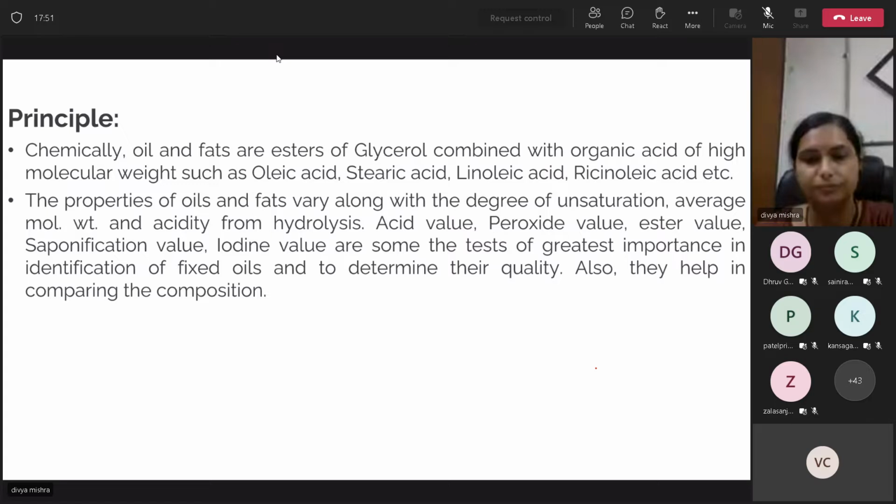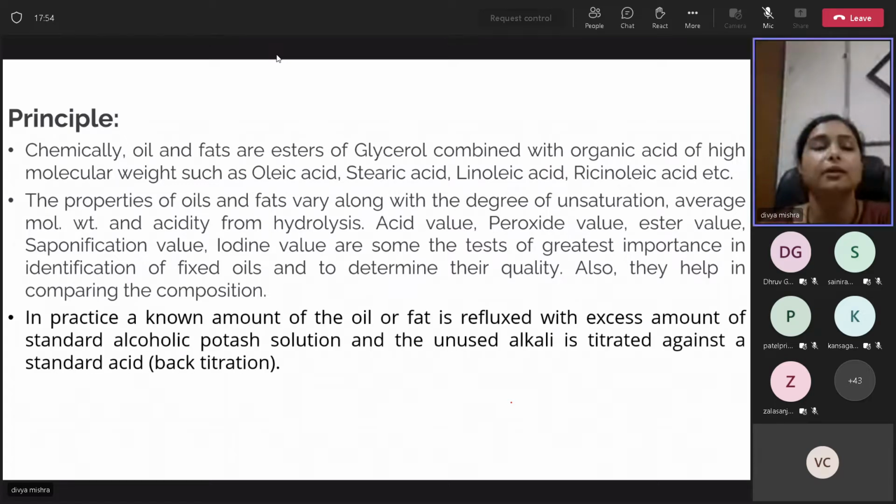तो ये प्रॉपर्टी हमारा प्रिंसिपल हो गया। अब हम यहाँ पर सपोनिफिकेशन वैल्यू स्टडी कर रहे हैं। ओके, सो व्हाट वी विल डू, we will take known amount of sample. Why known? Because we have to take 1 gram of the sample, and that sample has to be refluxed with the excess amount of standard alcoholic potash solution. Okay, now what will happen when we will perform this reflux process? The amount of the sample is known, and the amount of alcoholic potash solution will also be known to us. It will be taken in excess amount.